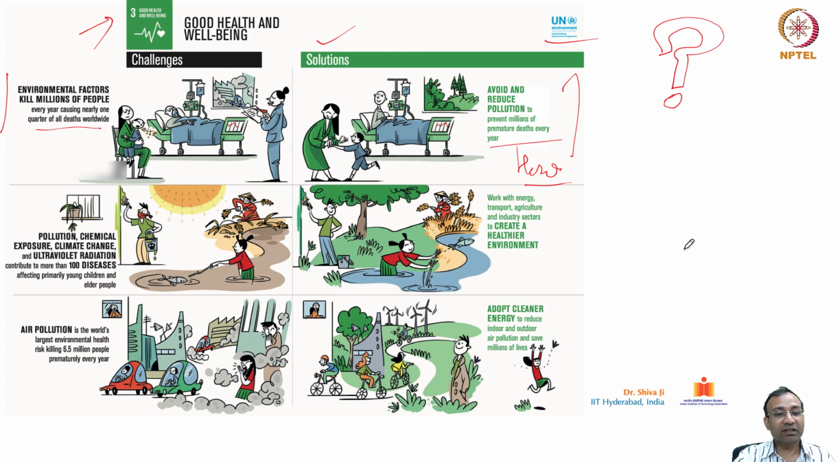Pollution, chemical exposure, climate change, and ultraviolet radiation contribute to more than 100 diseases affecting primarily young children and elder people. So the two most vulnerable age groups, elderly and kids, are prone to such conditions, and they get a variety of diseases, more than 100 types of diseases. Okay, so work with energy, transport, agriculture, and the industrial sector to create a healthier environment, because protection of the environment is the most essential thing.